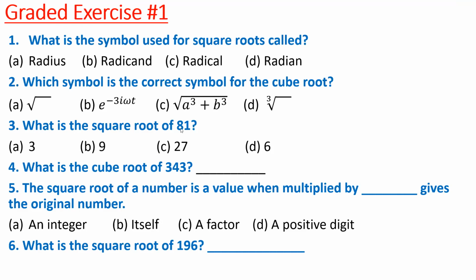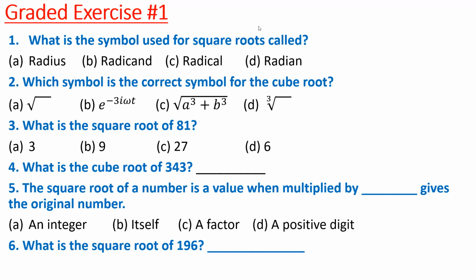Number 3, what is the square root of 81? Is it 3, 9, 27, or 6? Number 4, what is the cube root of 343? And number 5, what is the square root of a number? Sorry, the square root of a number is a value that, when multiplied by blank, gives the original number. Is it an integer, itself, a factor, or a positive digit? Or number 6, what is the square root of 196? And that's going to be your answer there.